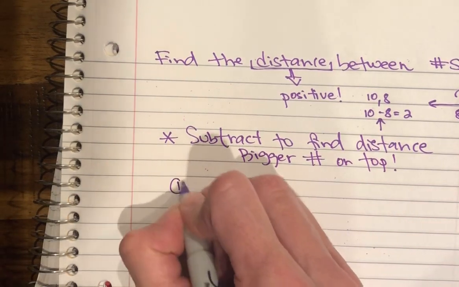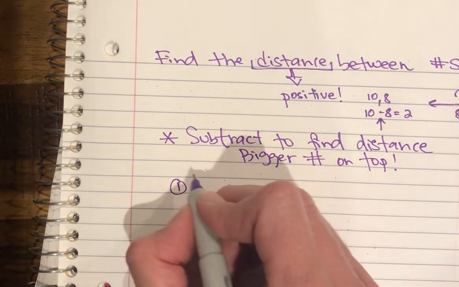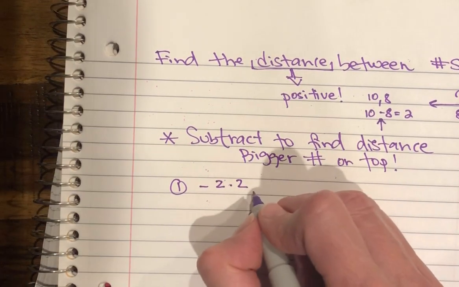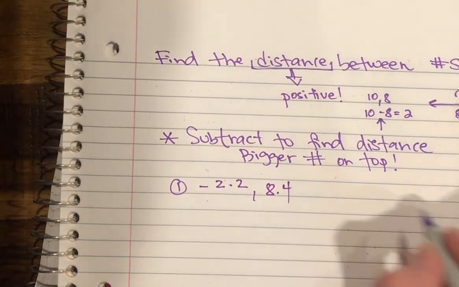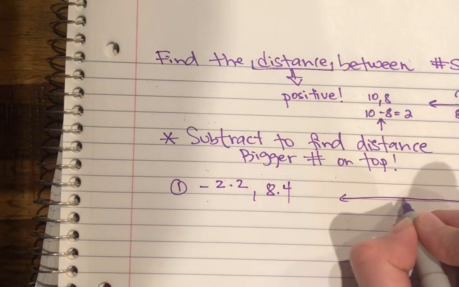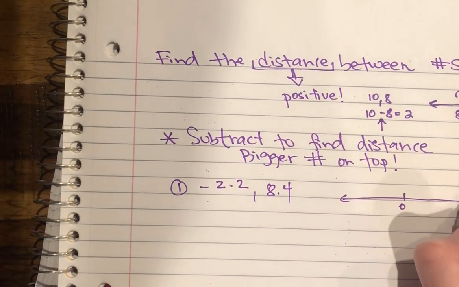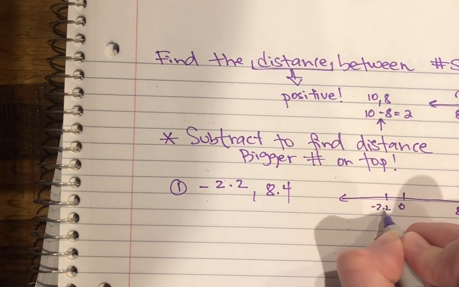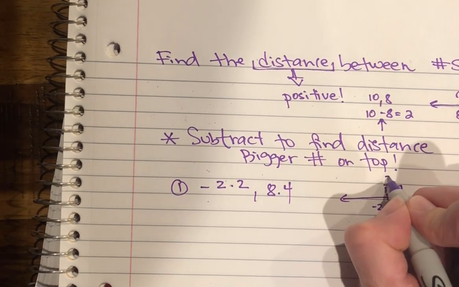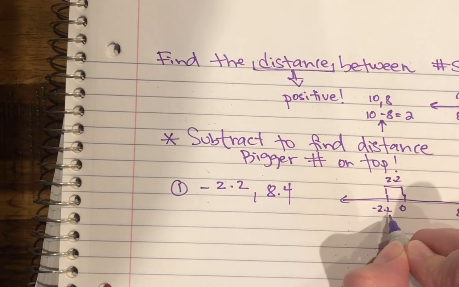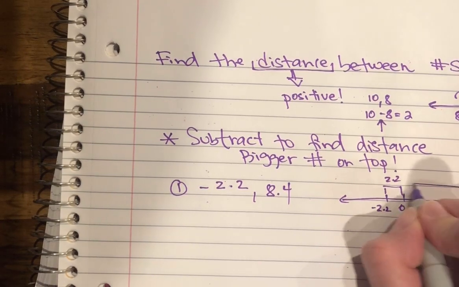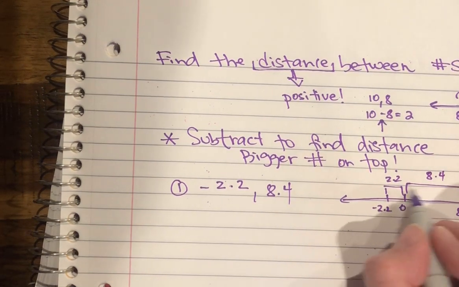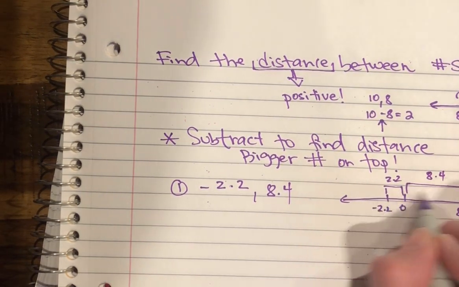Okay, we're gonna just do 2 examples, one with decimals, one with fractions. So you're gonna be asked to find the distance between -2 and 2/10 and 8 and 4/10. On a number line, it might look something like this. Here's 0, here's 8 and 4/10 way up here, here's -2 and 2/10 somewhere around this neighborhood. So really the distance to 0 from -2 and 2/10 would be 2 and 2/10. The distance from 8.4 to 0 would be 8.4. So we would actually have to add these to figure out what the distance is.